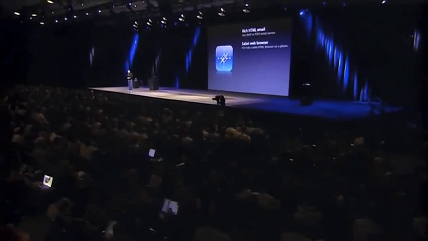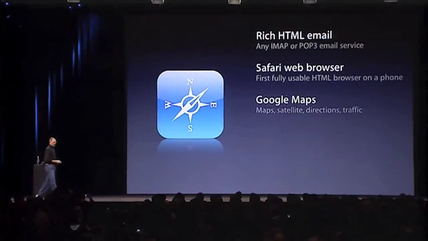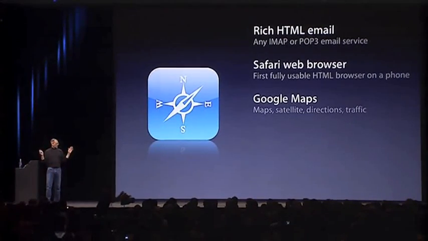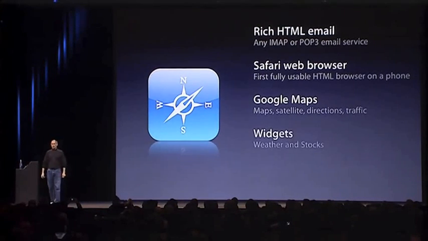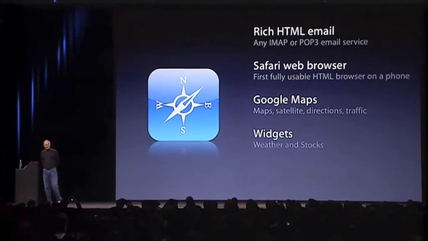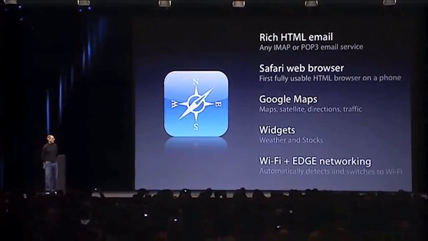Third, we have Google Maps. Maps, satellite images, directions, and traffic. This is unbelievable. Wait till you see it. We have widgets, starting off with weather and stocks. And this communicates with the internet over Edge and Wi-Fi, and iPhone automatically detects Wi-Fi and switches seamlessly to it. You don't have to manage the network, it just does the right thing.